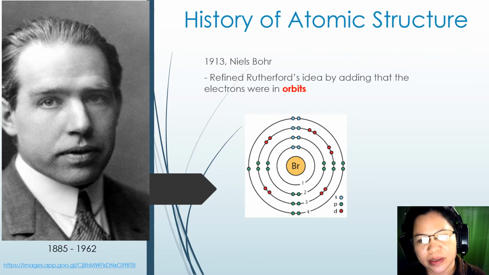Before we move on, we have the SPDF pattern in the electron configurations. S can accommodate 2 electrons, P can accommodate up to 6 electrons, D is 10, then F is 14.